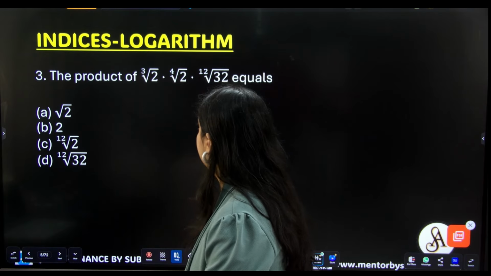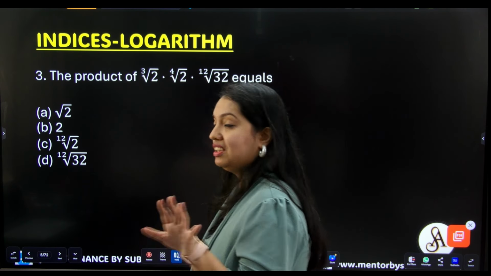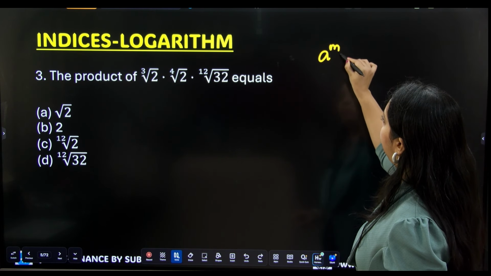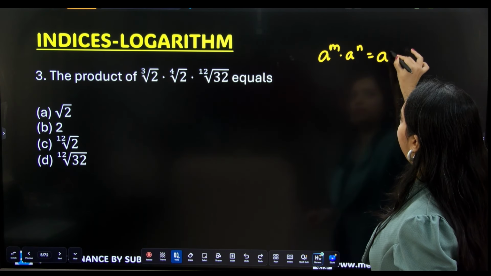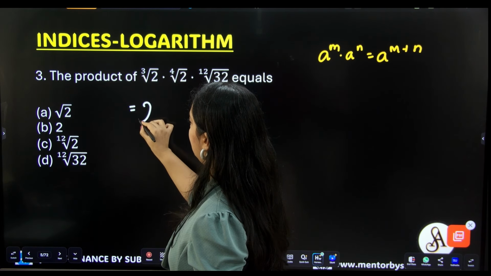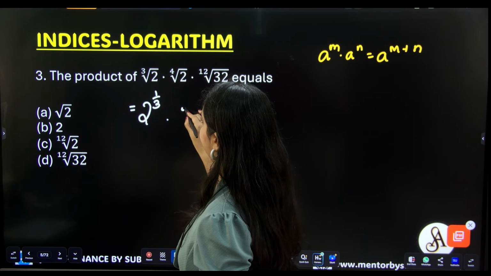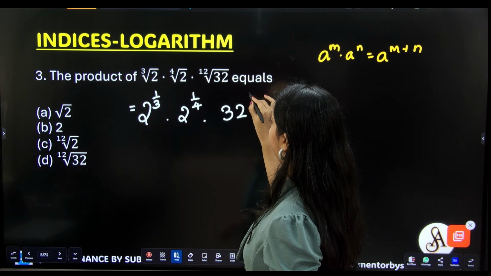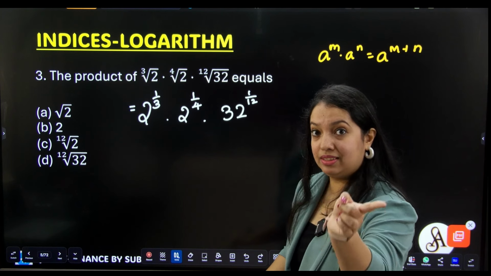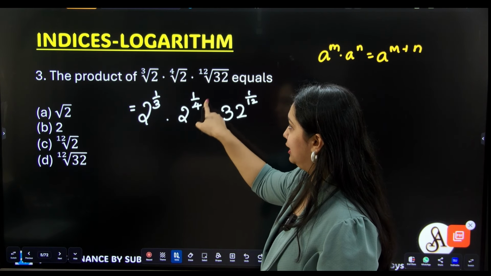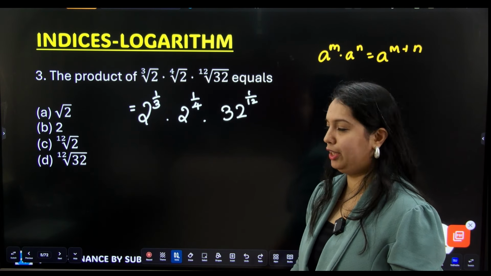Next question is from indices. For this, I am applying the first rule of indices, which is a power m into a power n is a to the power of m plus n. Here, I can convert this as 2 to the power of 1 by 3, 2 to the power of 1 by 4, 32 to the power of 1 by 12. Remember, square root will be 1 by 2, cube root is 1 by 3, fourth root is 1 by 4, 12th root is 1 by 12.